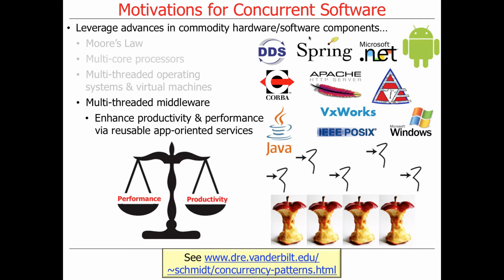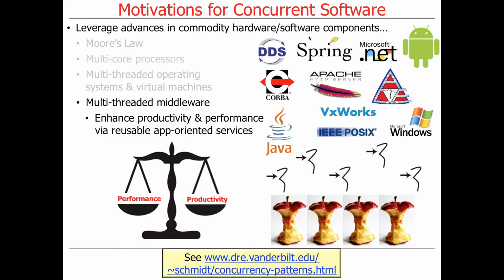So if you take a look around, you see things like Corba, DDS, Spring, .NET, Apache Ace, Android. These are all great examples of layers of middleware that sit on top of operating systems like Linux or Unix or Windows or VxWorks or whatnot. And they raise the level of abstraction for programming the computations. And what's particularly significant for what we'll be covering here is that middleware introduces a whole bunch of new layers of concurrency frameworks and mechanisms. And that's typically what you actually program to.